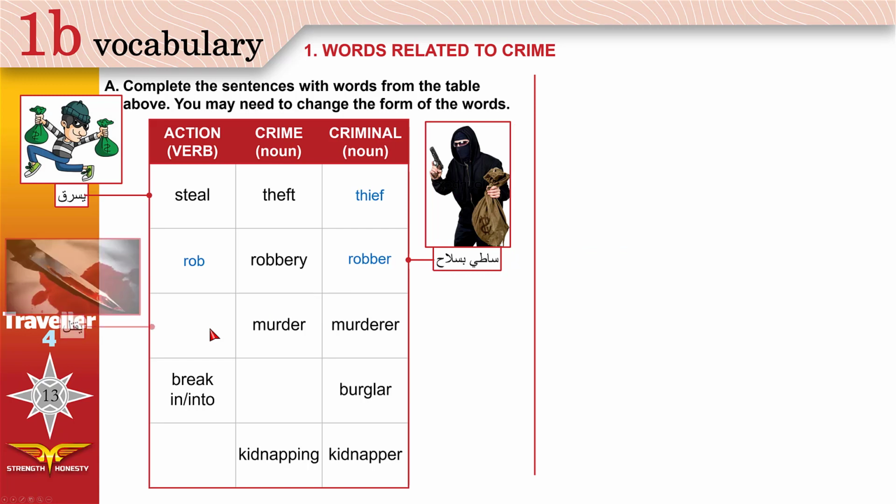Next, murder. And the one who commits that is a murderer. Murderers steal lives. They also steal, just like thieves and robbers, but they are worse because they steal human lives. They are murderers. The verb is murder, and also the crime is murder.